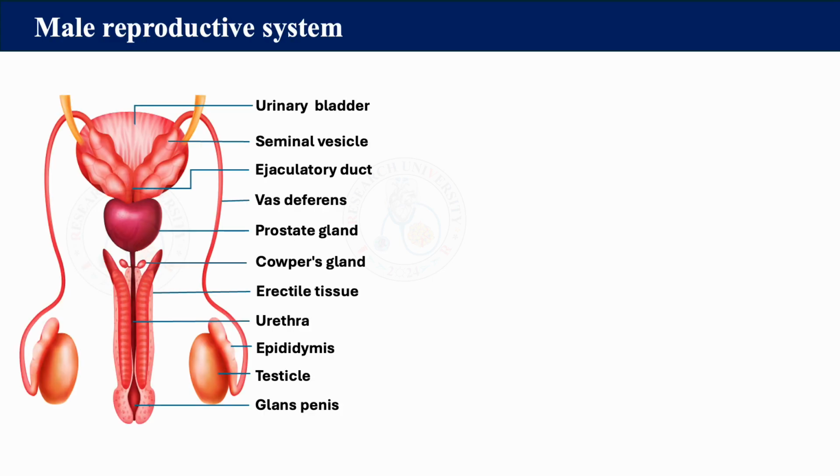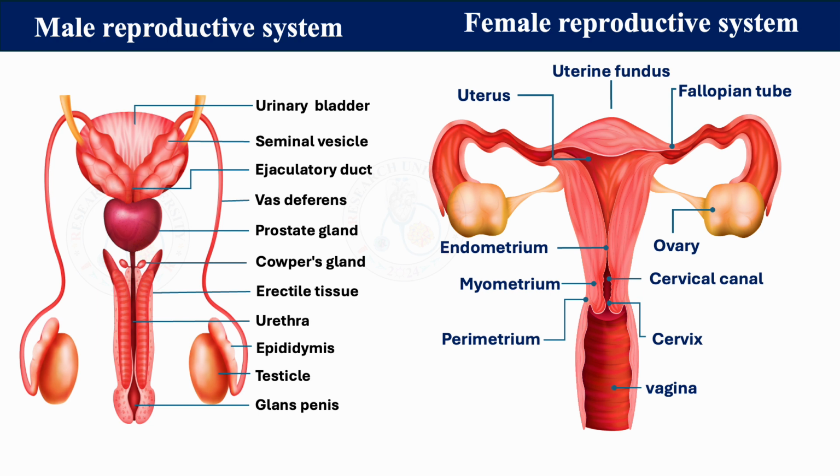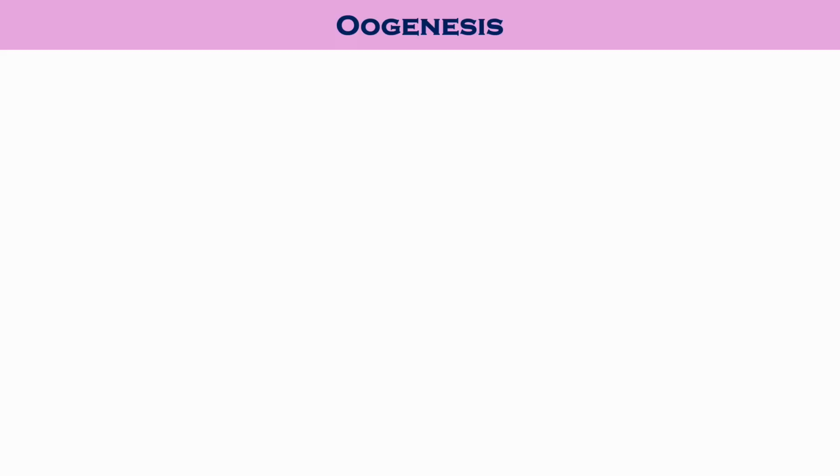Before moving forward, I highly recommend you revise our previous videos, where we extensively discussed the structural components and functions of both the male and female reproductive systems. This is the fundamental knowledge that will greatly enrich your understanding of the content to come. Let's look at oogenesis.